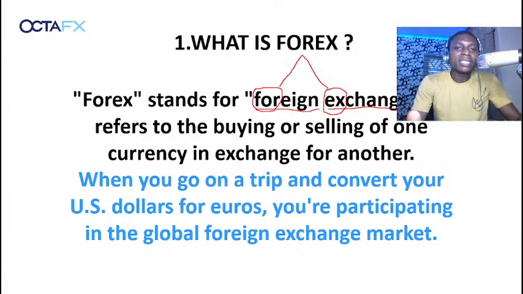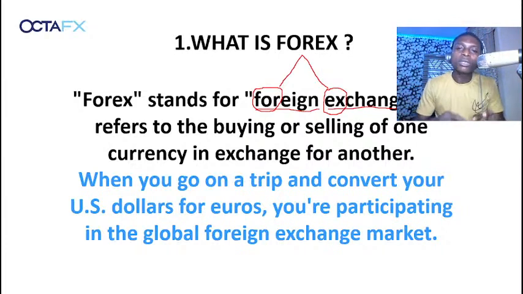Awesome. So now forex has to do with the buying and selling of one currency in exchange for another. Now imagine you want to travel out of the country. Let's take Nigeria as a case study. You want to travel out of Nigeria to the United States. You would need to convert your naira, which is spent in Nigeria, to USD, dollars, which is spent in the United States. Now this conversion is called foreign exchange, right?